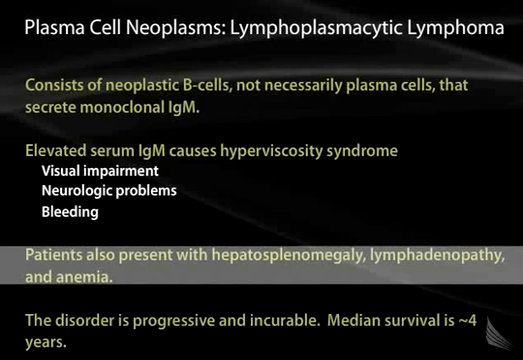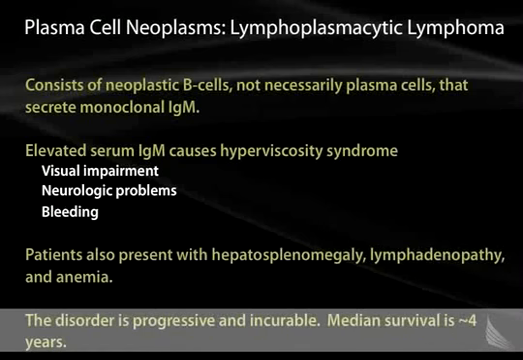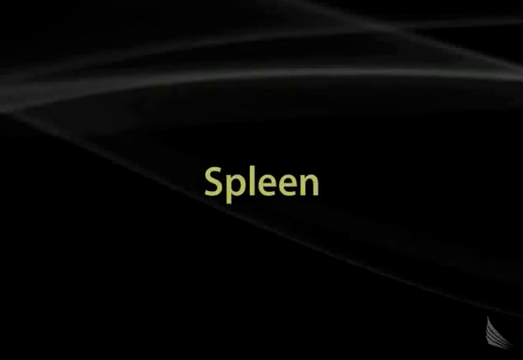Patients can present with hepatosplenomegaly or some profound anemia with associated lymphadenopathy. Lymphoplasmacytic lymphoma is progressive and incurable, and the median survival is about 4 years. So a discussion of the pathology of the spleen also is important to consider in any discussion of the lymphoid system.